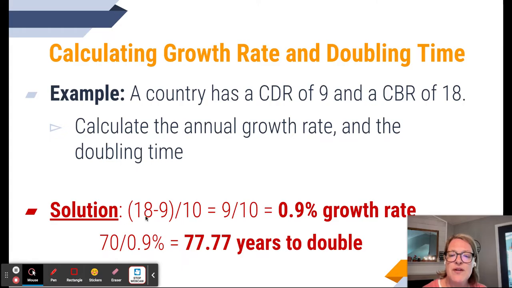The first is the growth rate. We're going to take that 18 minus 9, so the birth rate minus the death rate, get that answer, 9, divided by 10, is a 0.9% growth rate. And then to figure out the years that it's going to take to double, we would take 70 divided by 0.9. That's 70% divided by 0.9%, so those are both percentages. Then we would end up with 77.77 years to double. So that is the doubling time and the growth rate.